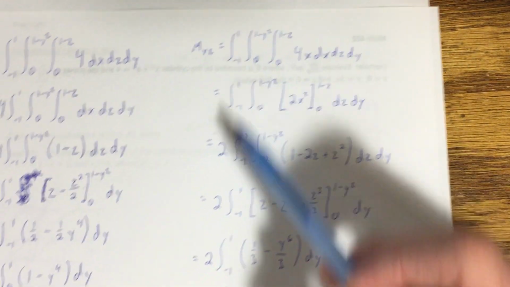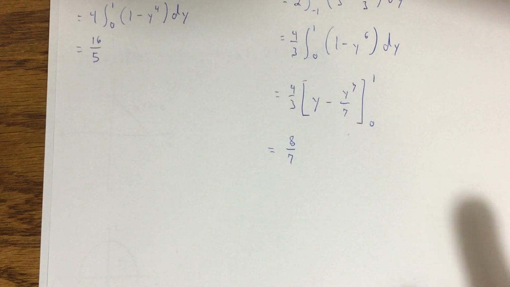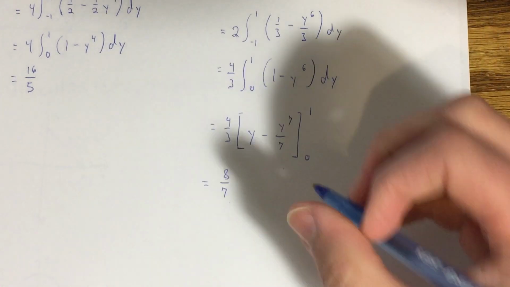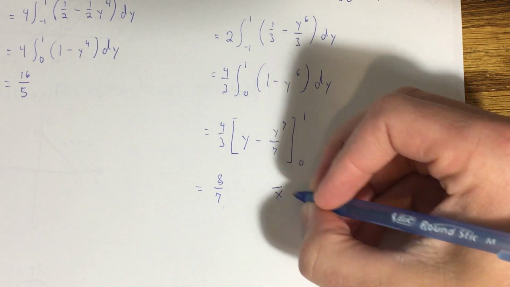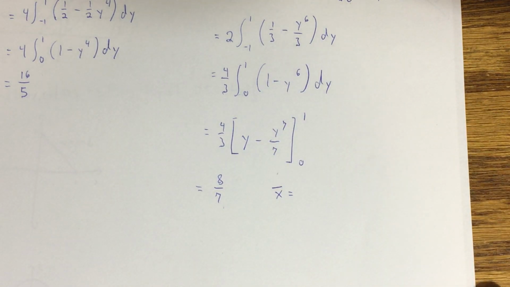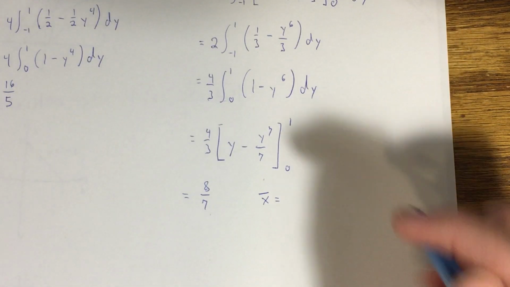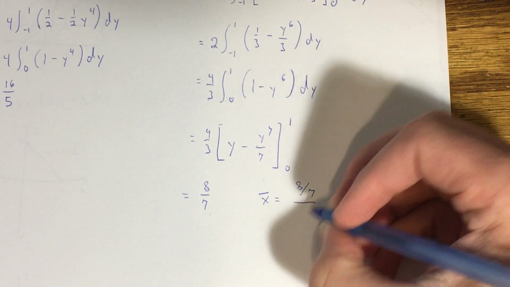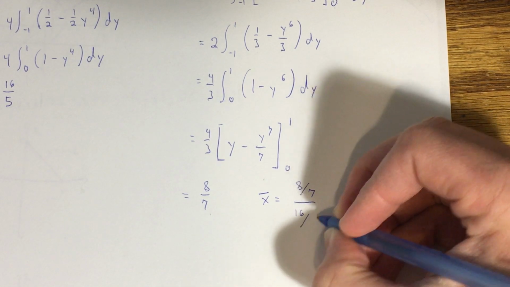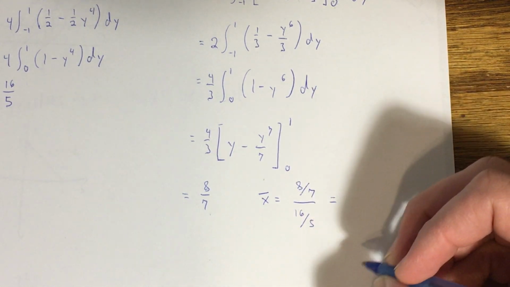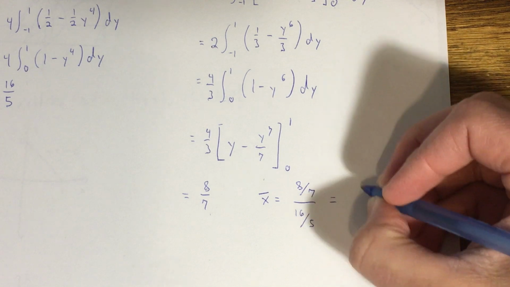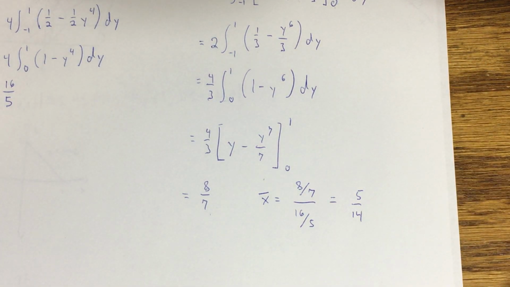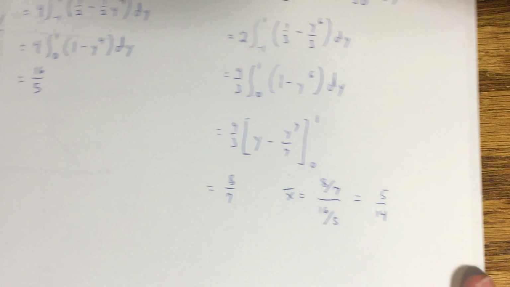So that's up here. We did all that work. This combined with the mass here can give me the x bar that I need for my center of mass. So again, I take the moment that we just found, 8/7, divide that by our mass, 16/5. Do a little simplifying there. What we should end up with is 5/14.